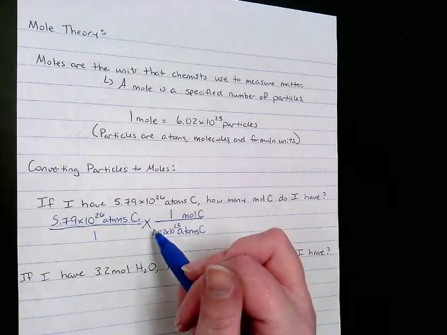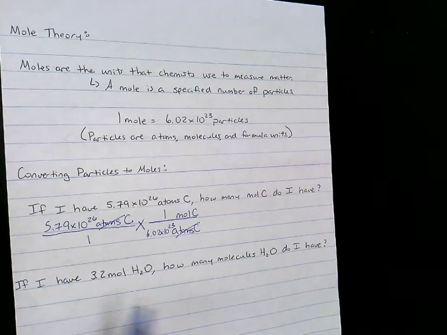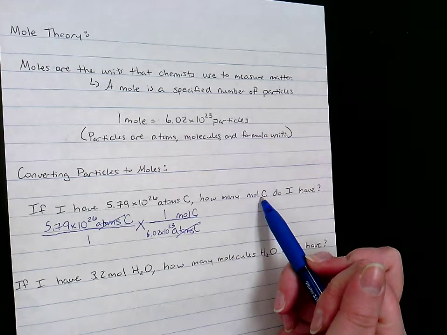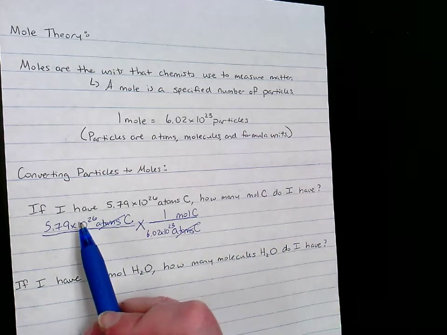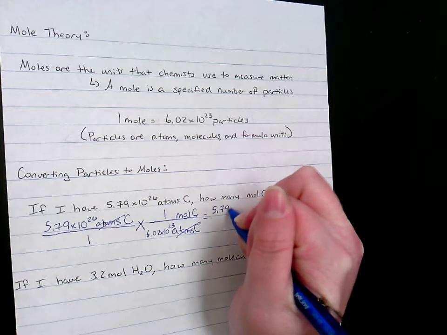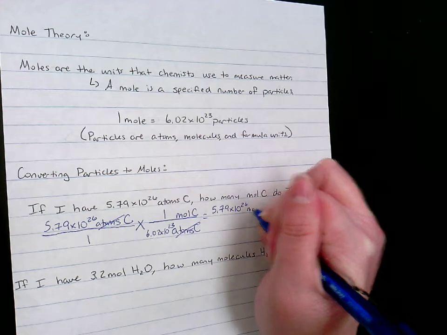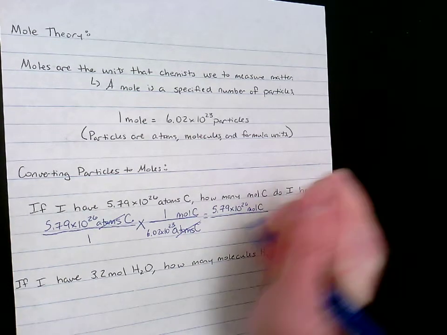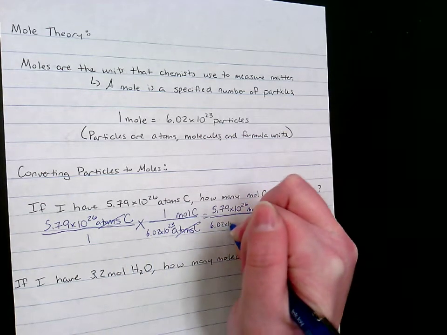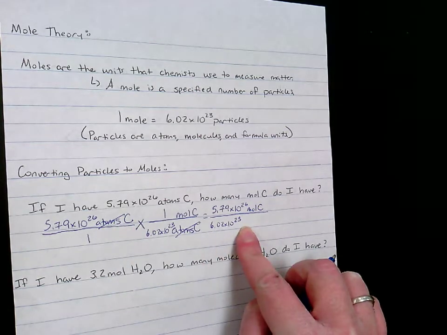And when I do that, now I'm ready to calculate. Atoms of carbon is going to go away, and I'm going to be left with moles of carbon, which is what I was asked for, so I know I've done it correctly. Then to calculate, I'm going to take my top row of numbers and multiply them together. I still have my unit at the top, moles carbon. I'm going to take my bottom row of numbers and multiply them together. I don't have a unit left on the bottom because it canceled out.